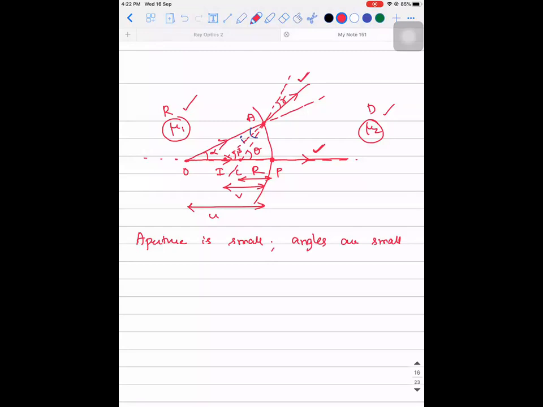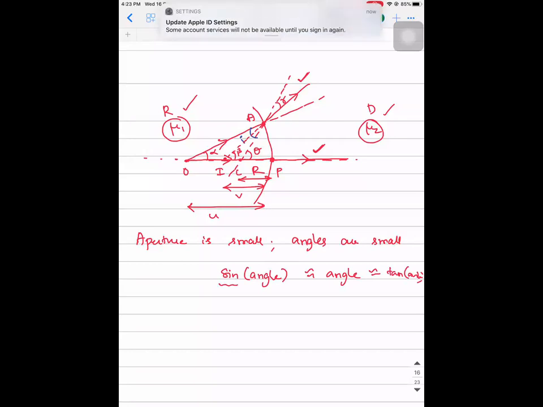When the angles are small, sine of an angle is approximated to the angle, and tan of an angle is approximated to the angle. Okay, I hope these points are clear. So wherever refraction is involved, you should by default start with Snell's law only.